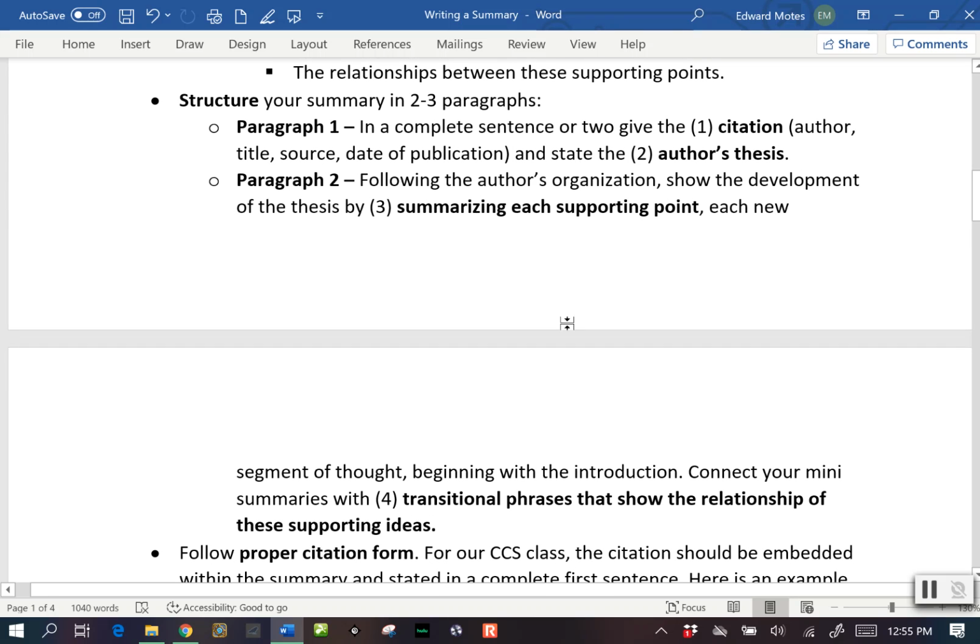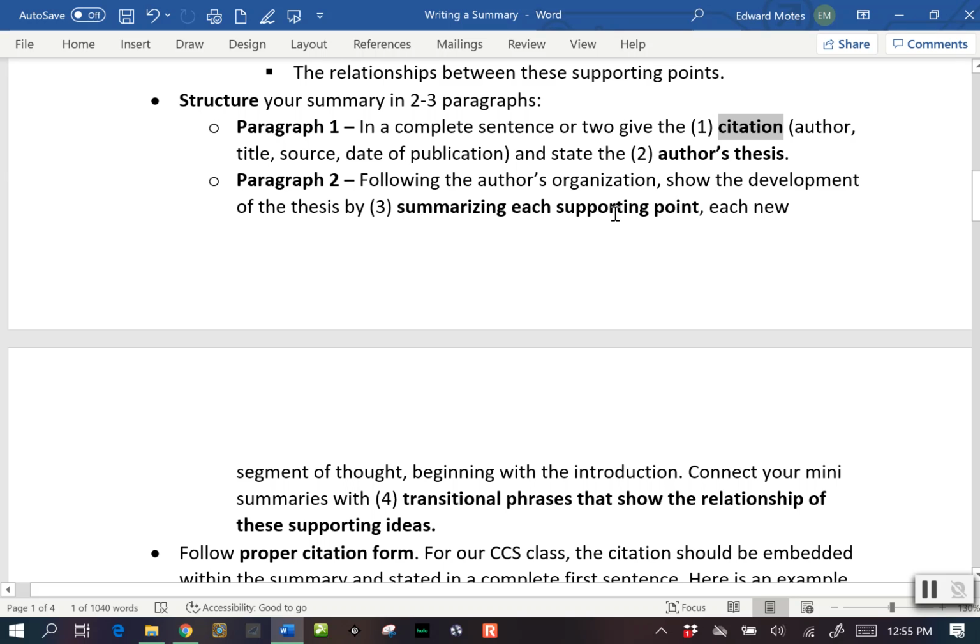When you structure your summary, you're going to use 2 to 3 paragraphs. It depends on how long the original text was. For this article, 2 paragraphs is fine. The first paragraph is always going to be the shortest. Your first paragraph needs to include the citation from the article. For this, it's the author's name, the title of the source in quotes, the source, which newspaper or magazine it came from, in italics, and then the date of publication. And then you also need the author's thesis. This all could be in one sentence, and that one sentence could be your paragraph number 1, and we'll look at an example of what that looks like.